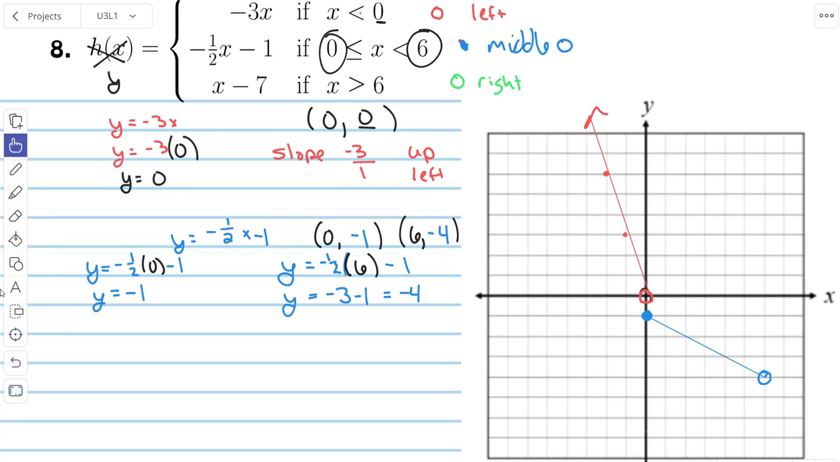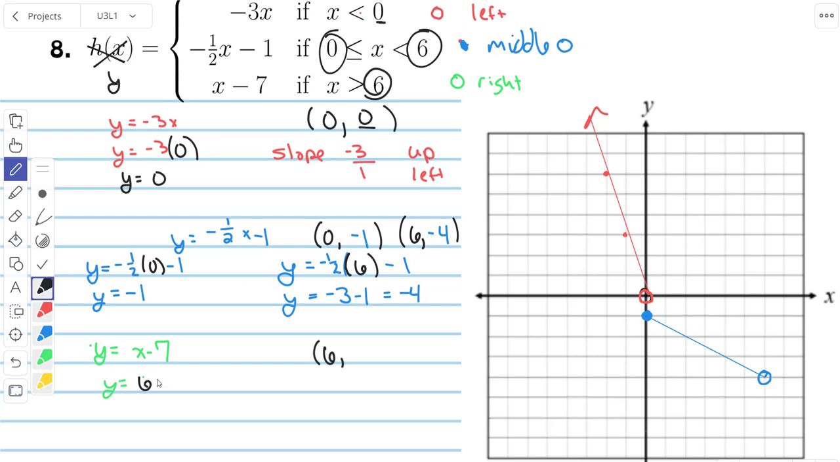So now that I have that line drawn, let's go ahead and do my right side. So my equation is y equals x minus 7. The point I need to test is at that 6, because that's the only number I have here. And so y equals 6 minus 7. And so y is equal to -1. So when I come over here, I go over to 6, go down to -1, and I'm going to put an open circle there.